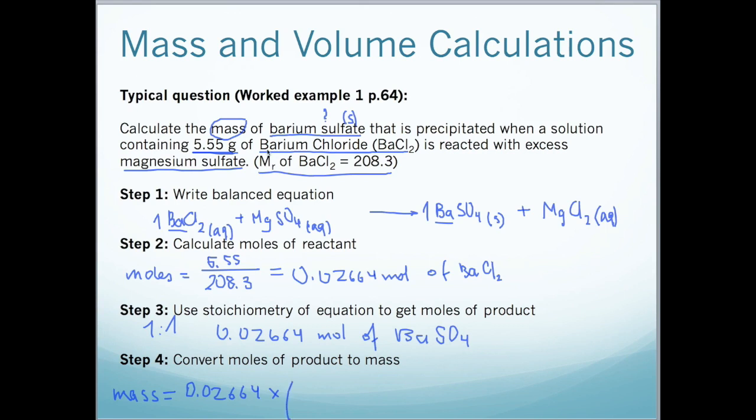To get the molar mass, barium is 137, and there's only one, so 137 plus sulfur, we have also 1, so plus 32, but we have 4 oxygens, so it's 4 times 16. So moles times the Mr, we get 6.22 grams of barium sulfate. So that's how you would do this type of calculation.